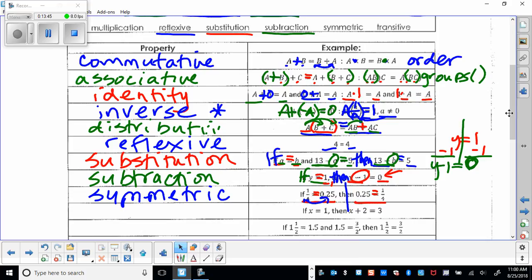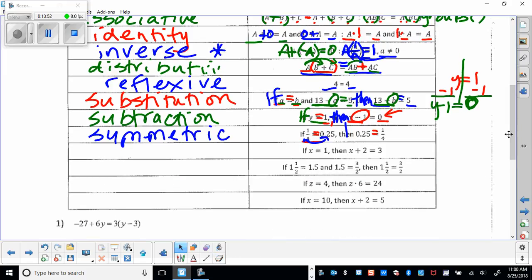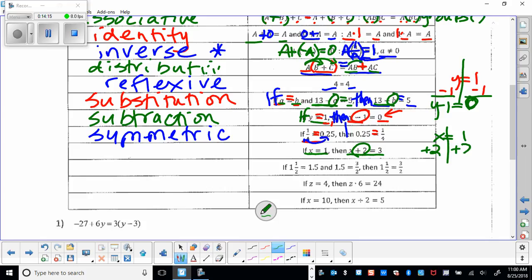Okay, and then the next one, I got into this a little bit. We've got x equals 1, and then we got a new equation. This was our first equation, and then it changed to that. How did it change? Well, you can see right here you got a plus 2. We had x equals 1, and we added 2 to it. And what's the rule? You have to do it to both sides.